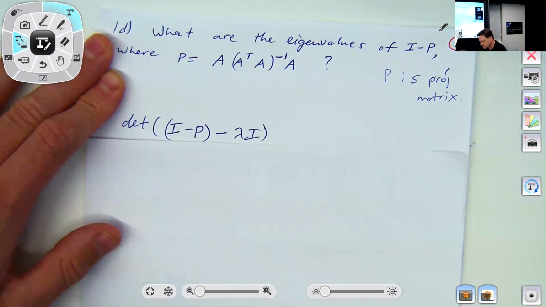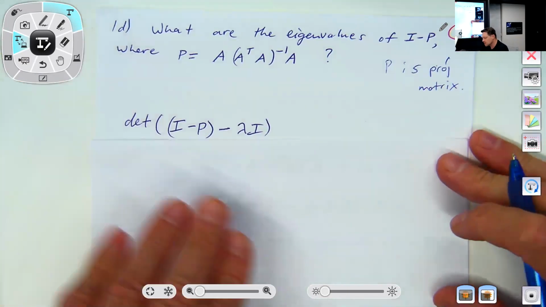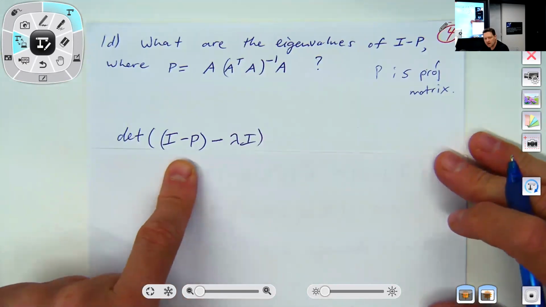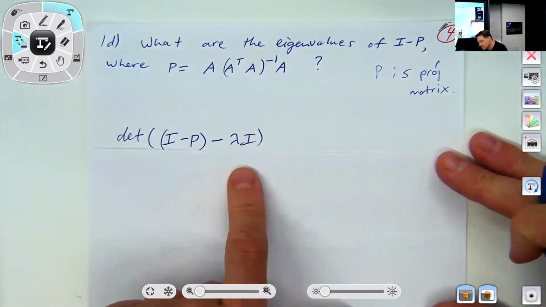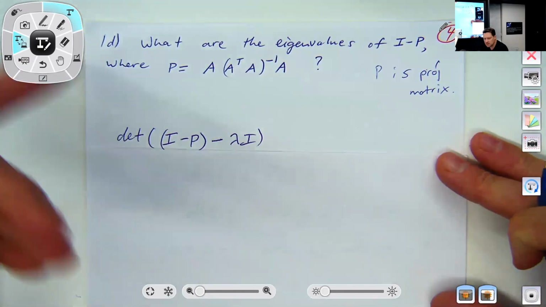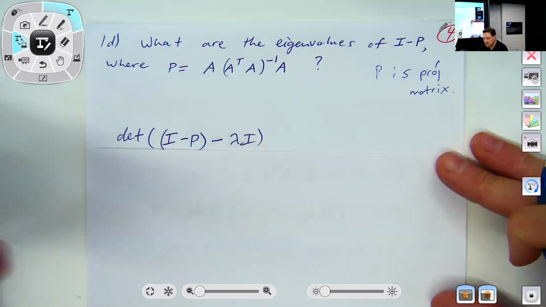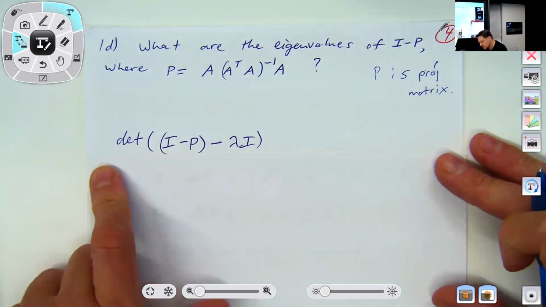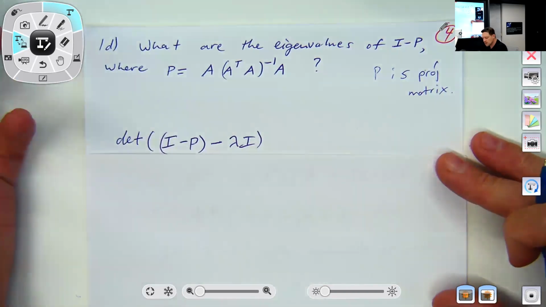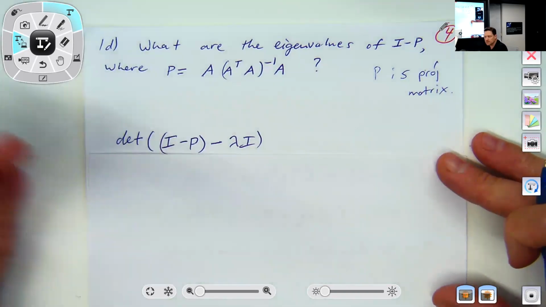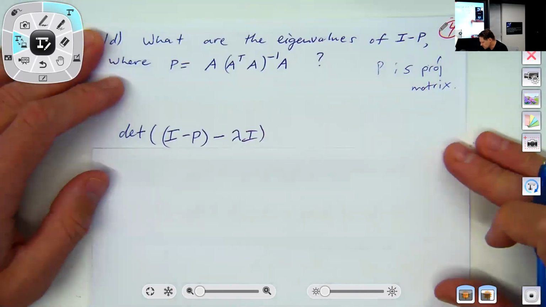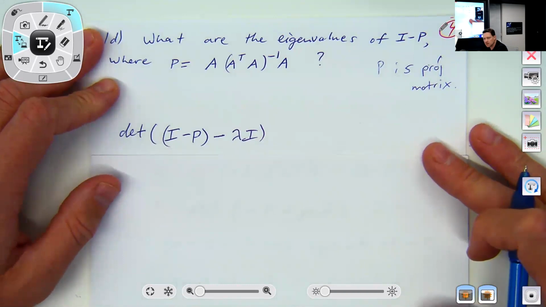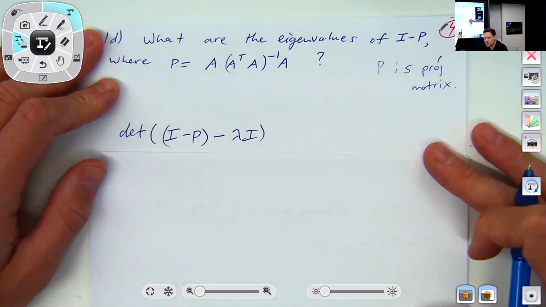So the way I want to view this is by looking at the expression, the determinant of the matrix that I want to take the eigenvalues for, minus lambda times I, where lambda is or represents an eigenvalue of the matrix I minus P. Okay, so I want to look at this expression equals 0 and then solve for lambda to get the eigenvalues. Okay, so now you've already done some of this in your lecture with Yoni by looking at the eigenvalues of the projection matrix.